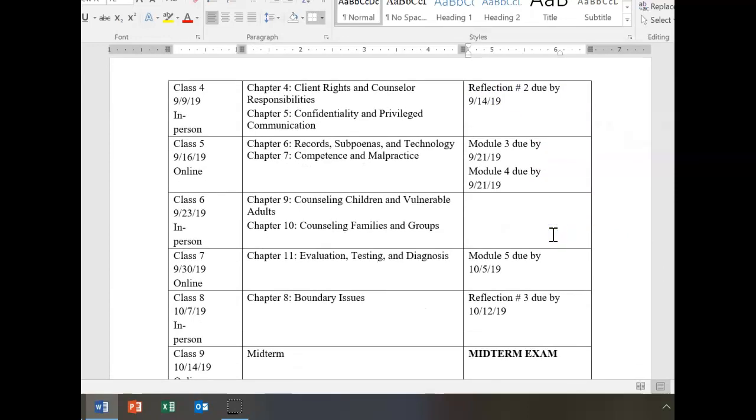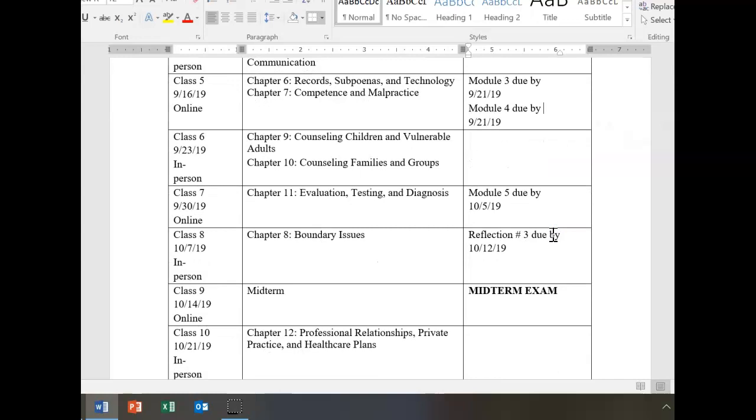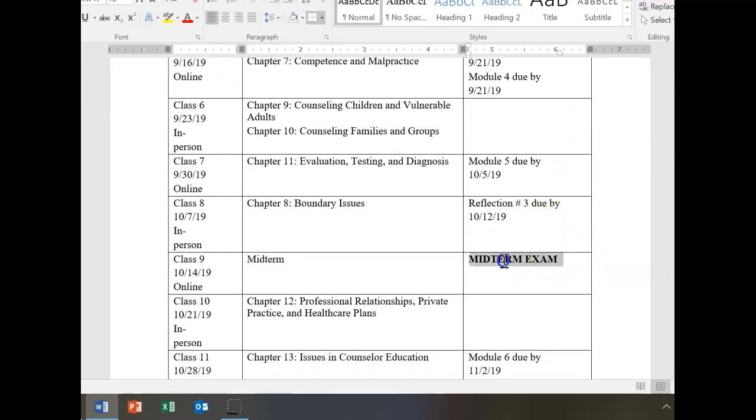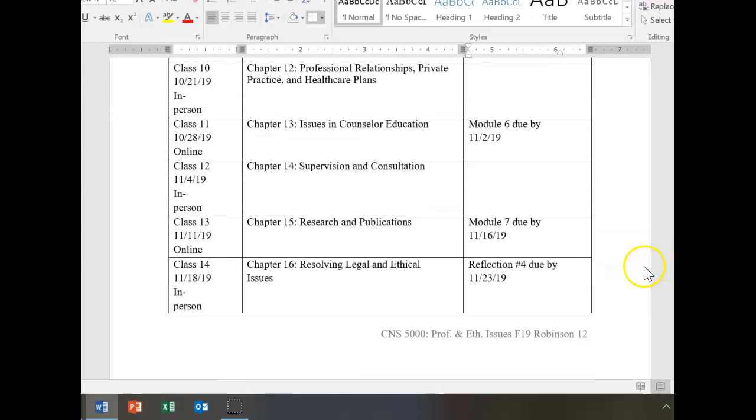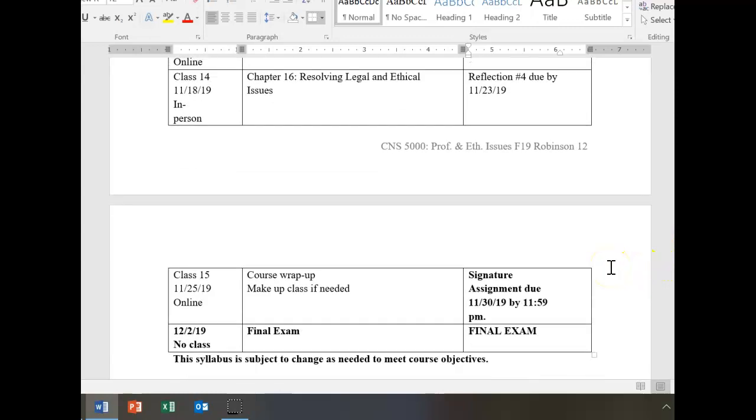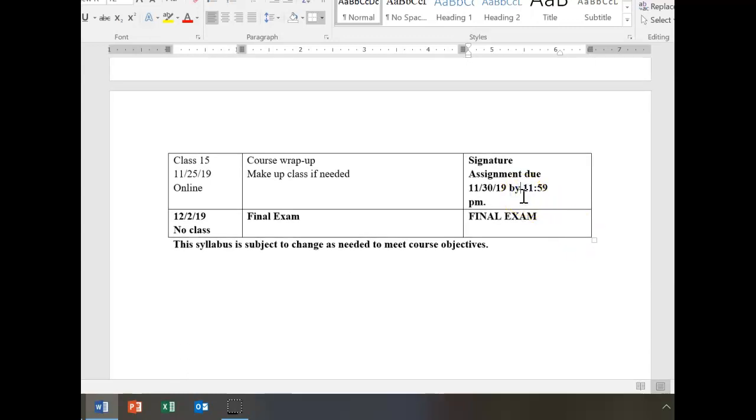You see all the due dates for your modules. Some weeks have 2 modules. Don't neglect that. You can see your midterm. And then going down, you can see your signature assignment is due on 11/30 by 11:59 p.m. And then you see the date for your final exam. We will not meet the week of final exam. You will be responsible for taking the quiz on your own.